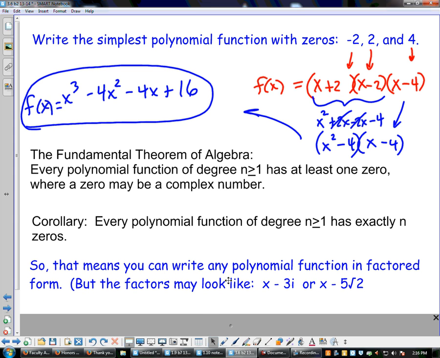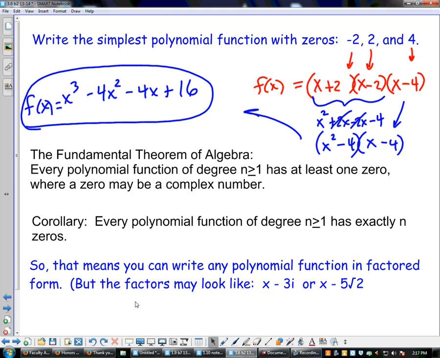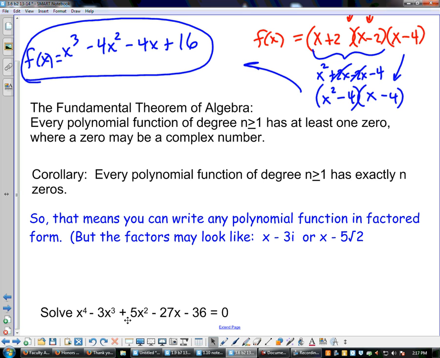So that means that you can write any polynomial function in factored form, but the factors may look like a complex number with an imaginary part to it, or an irrational factor, you know, it's got an irrational number in it, and so forth. All right, but the cool thing is that if it's degree 3, it's going to have exactly 3 zeros. If it's degree 5, it's going to have exactly 5 zeros. But some of those zeros may be repeated, some of those zeros may be irrational, some of those zeros may be imaginary. That is the fundamental theorem of algebra and its corollary.